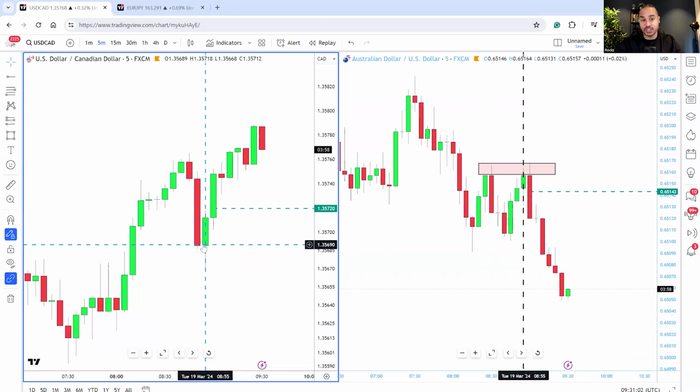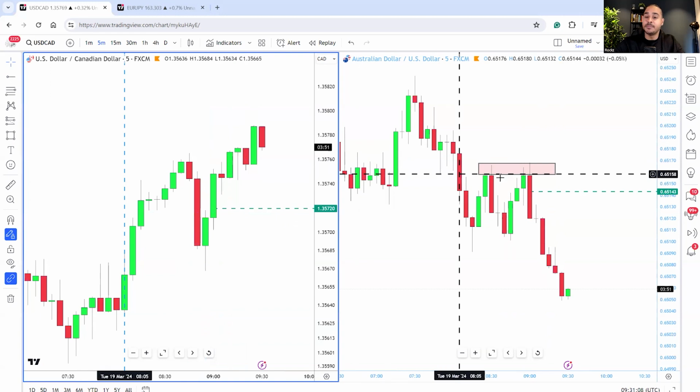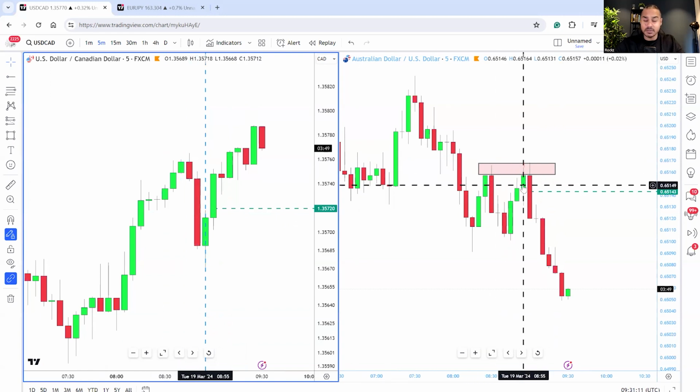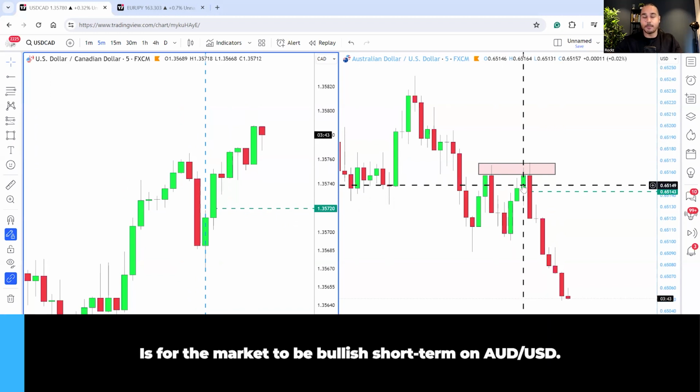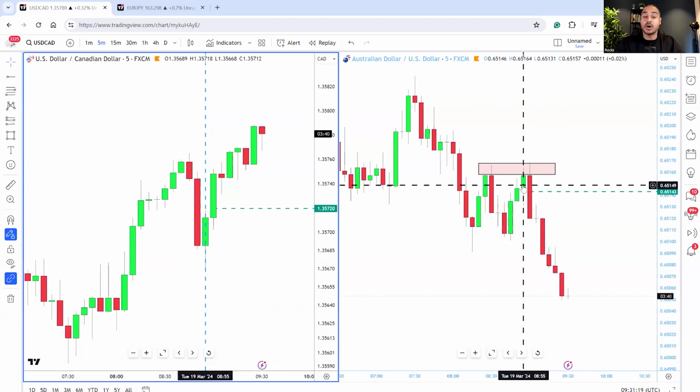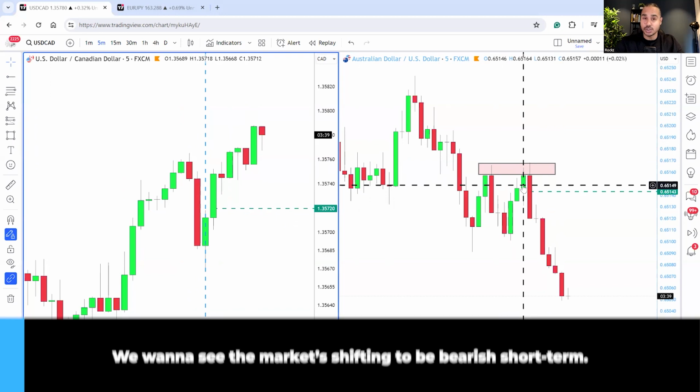Now I have my other confluences. The structure is bullish. The sentiment in terms of the market is bullish because we can see the higher time frame. We can see the 5-minute time frame. And if I look over here at the same time, we can see that the market is currently bullish. Now, what we don't want is for the market to be bullish short-term on Aussie dollar USD. We want to see the market shifting to being bearish short-term.